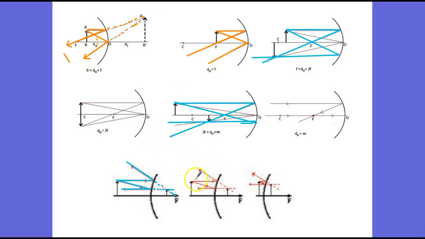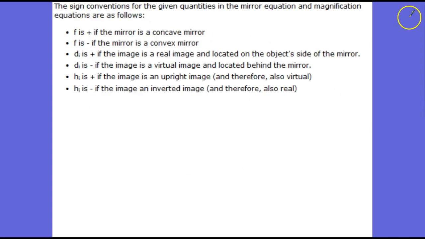And it works the same for the others. Parallel to the principal axis, reflected away from the focal point, aim it towards the focal point on the far side, it hits the mirror and is reflected parallel to the principal axis, you dot back, and the image again is reduced, virtual, and upright. All virtual images are upright. All real images are inverted, upside down.